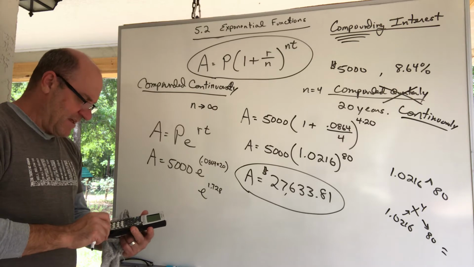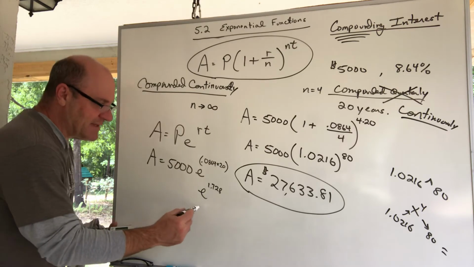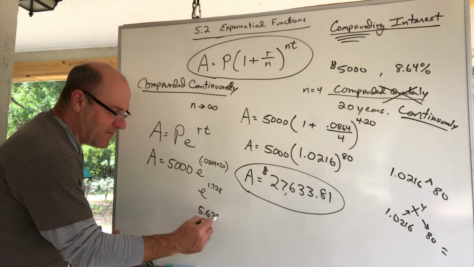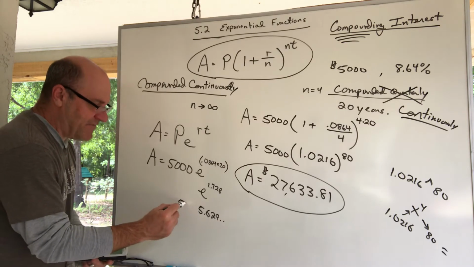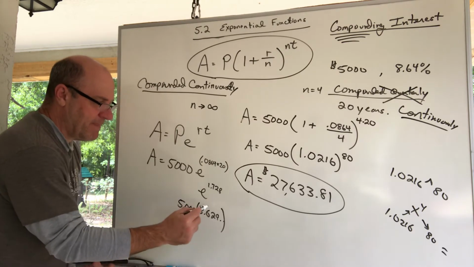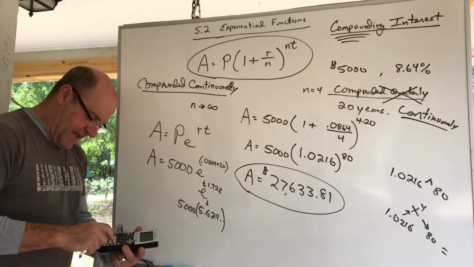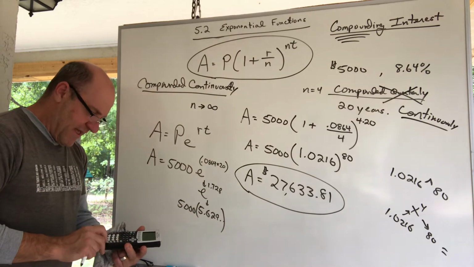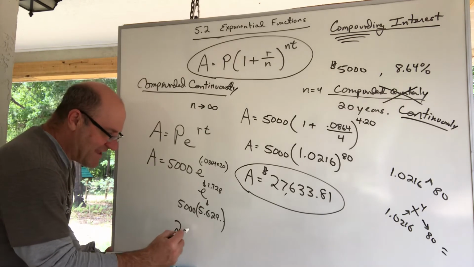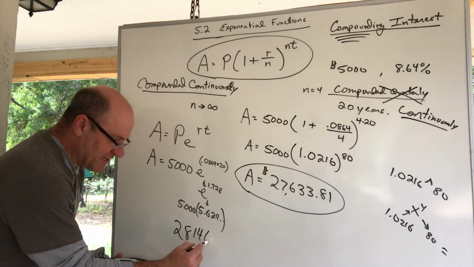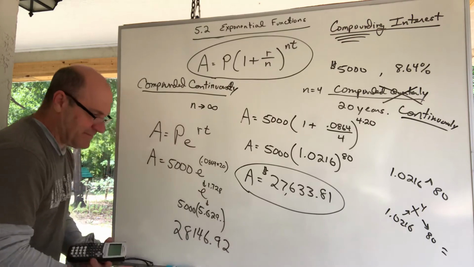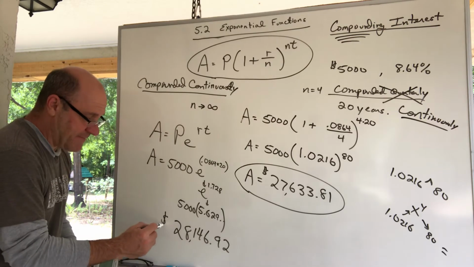And I get 5.629 something, something, something. Anyway, that's multiplied by the 5,000 here. So this turned into this, this turned into this. You multiply this times 5,000. I just do it in my calculator. And the answer is $28,146.92.